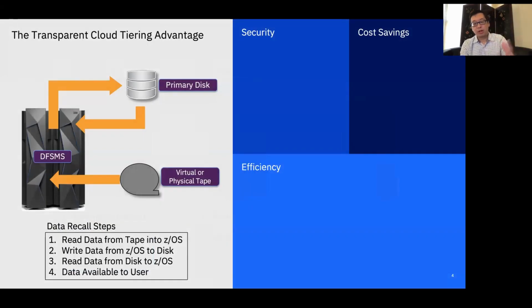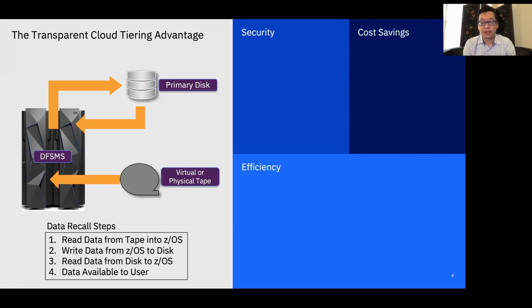So I just want everyone to focus in on the left-hand side, the picture, and this is a recall. This is a recall of data from tape. It's how it works today. All of the lines, or arrows, are a description of how the data flows in order for a recall to end up back in the user's hands. So to get something off a tape, we have to read it off of the tape.